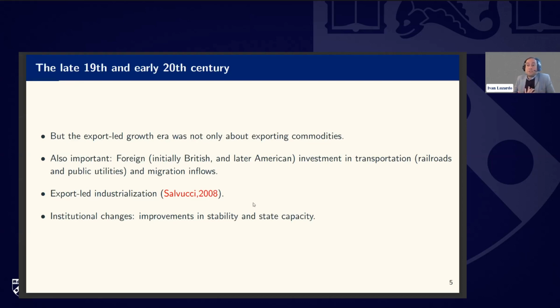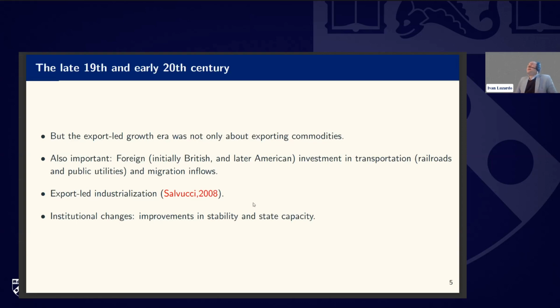And also we need to consider migration. Labor inflows that increased during this period of the late 19th century are also another point to consider.